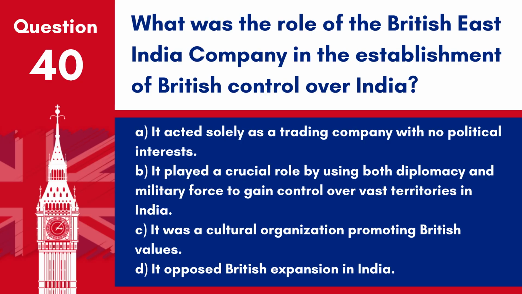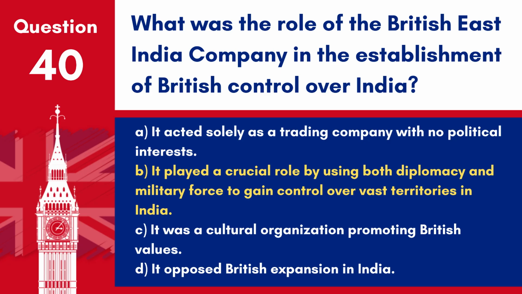India? A. It acted solely as a trading company with no political interests. B. It played a crucial role by using both diplomacy and military force to gain control over vast territories in India. C. It was a cultural organization promoting British values. D. It opposed British expansion in India.